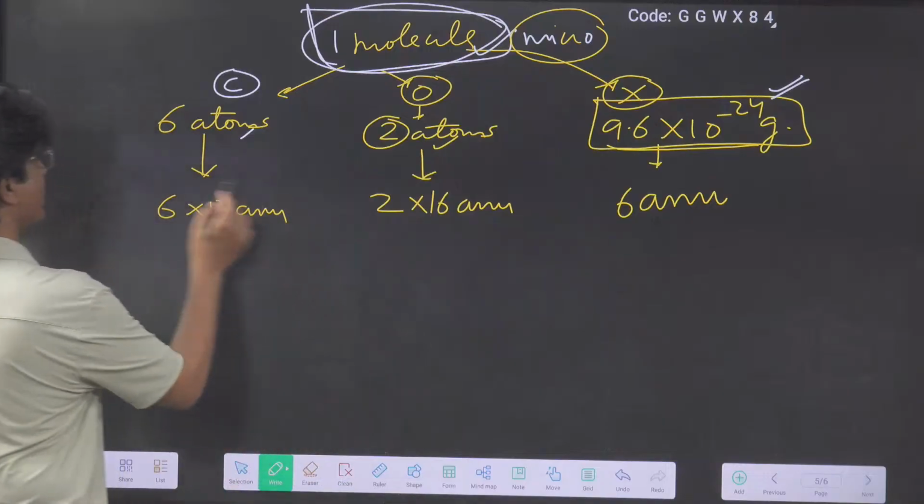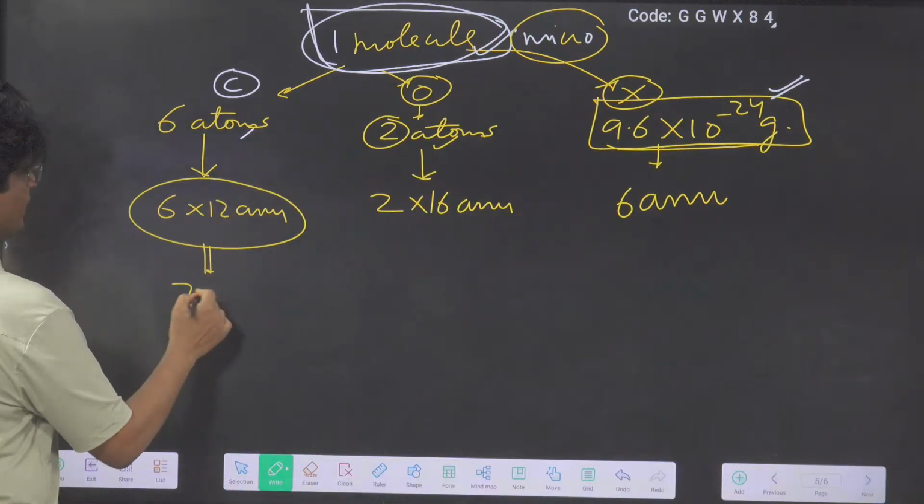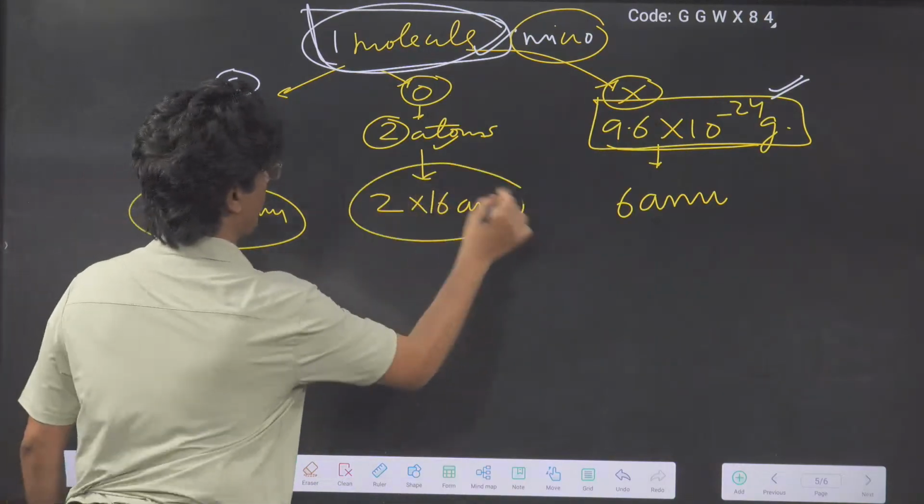So what is the total weight in terms of AMU? This is 72 AMU. It is what? 32 AMU.